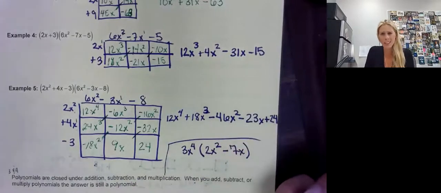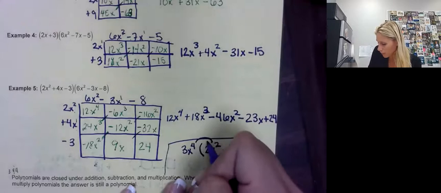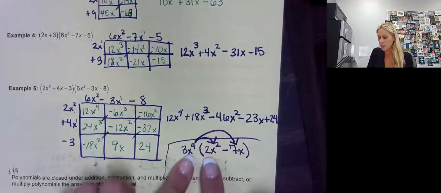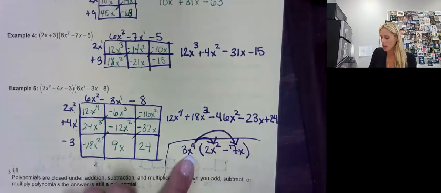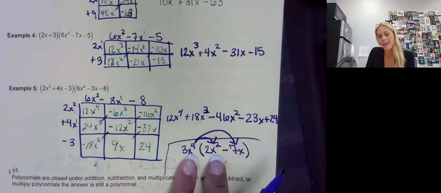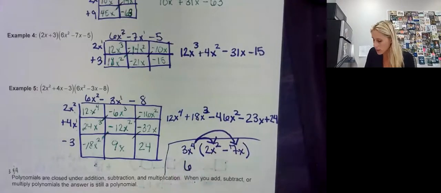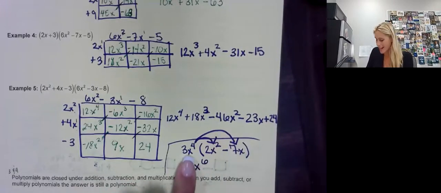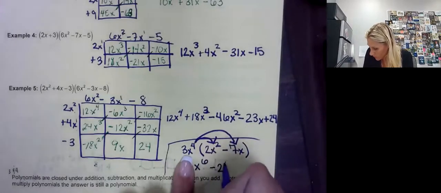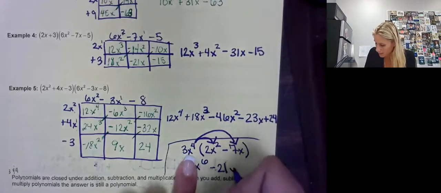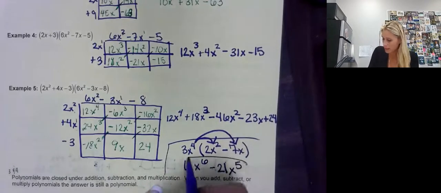Okay, what happens when we have something like this for multiplication? This is where distributing, you can still use the box method, but this is where I prefer distributing because I'm just taking that one term and then multiplying it by both of those terms in there. So let's do that now. 3x to the fourth times 2x squared. Well, 3 times 2 is 6. And x to the fourth times x squared. Remember, we add the exponents. So that's x to the sixth. Okay, and that's the first term. Now let's go here. 3x to the fourth times negative 7x. Well, 3 times negative 7 is negative 21. And x to the fourth times x to the first. Add those exponents, we get x to the fifth. And that is our answer.